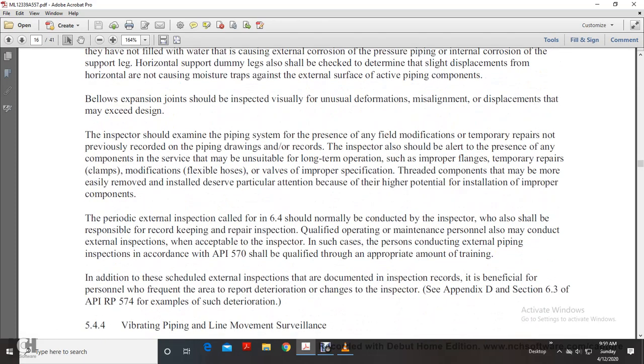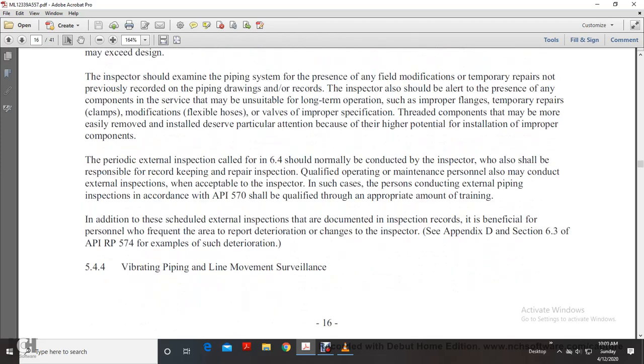Bellows expansion joints should be inspected for visually unusual deformation, misalignment, or displacement that may exceed the design. The inspector should examine the piping system for present field modifications and temporary repairs not previously recorded in the pipe drawings and records. The inspector should note the presence of any component surfaces unsuitable for long-term operation, such as improper flanges, temporary repairs, clamps, modifications, flexible hoses, valves of improper specification, and threaded components that may be more easily removed. These deserve particular attention because of the higher potential for improper installation and improper components.